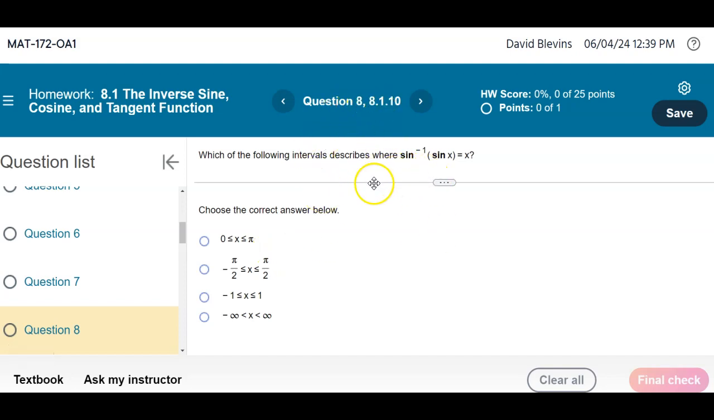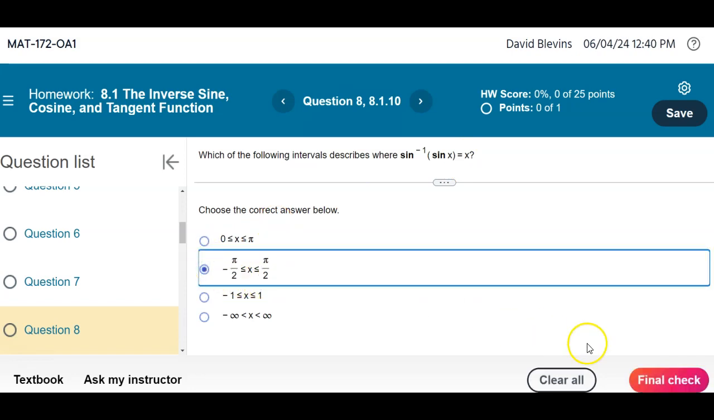We're looking at the inverse sine function of the sine function, and we want to know where it is that these undo one another, meaning we put an x in, it goes into sine, that output goes into inverse sine, and we're back to where we started.